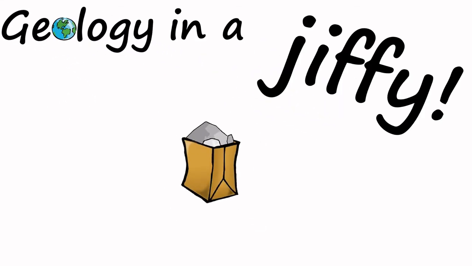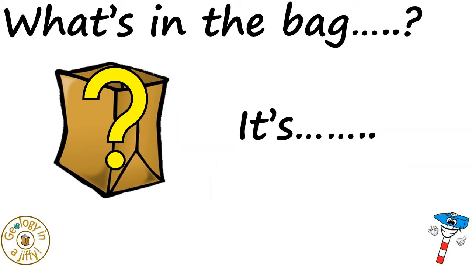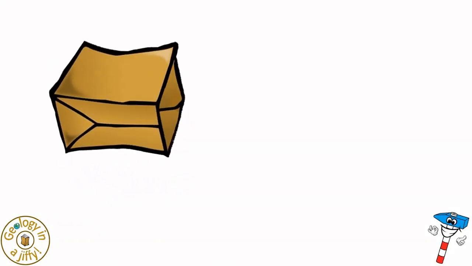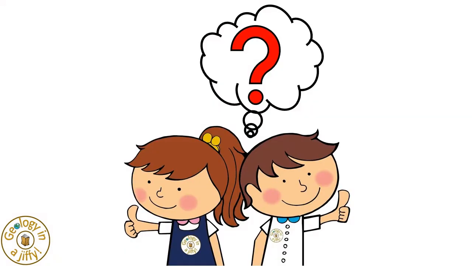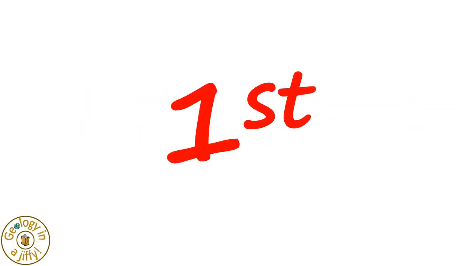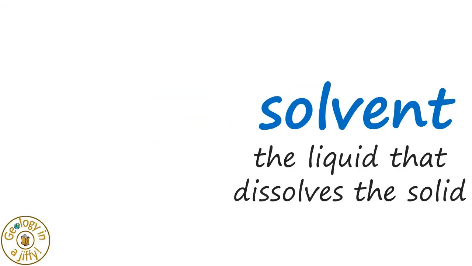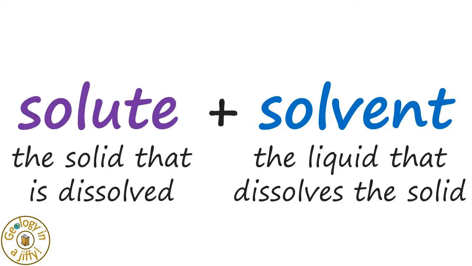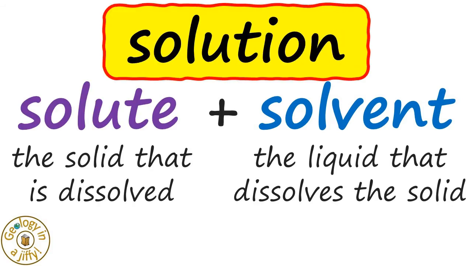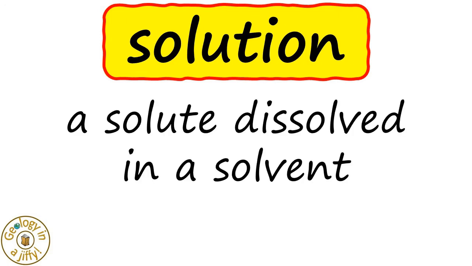Geology in a Jiffy! What's in the bag? It's solutions. The term solution can mean the solving of a problem. In science, a solution has two parts. The first is the solute, which is the solid that is dissolved. The second part is the solvent, which is the liquid that dissolves the solid. And together these make a mixture, called a solution, being made up of a solute dissolved in a solvent.